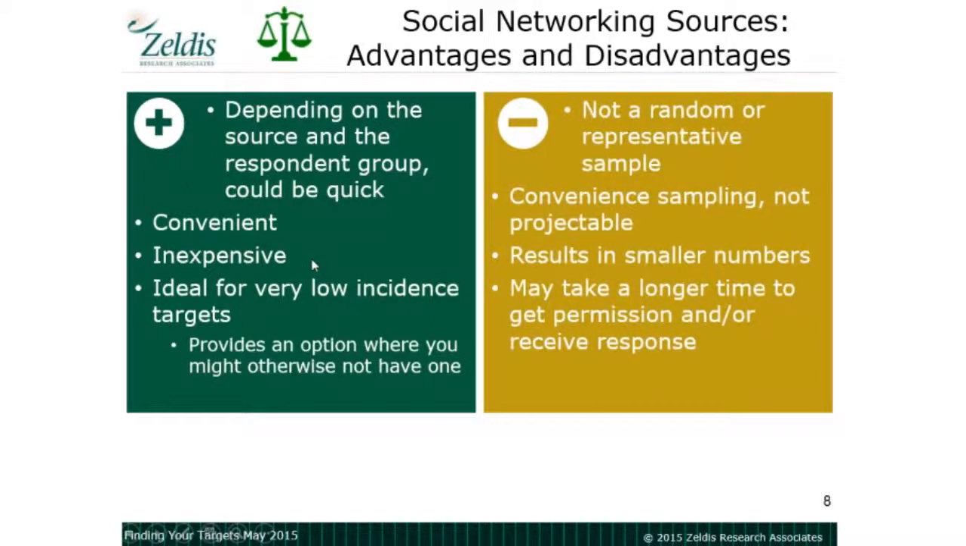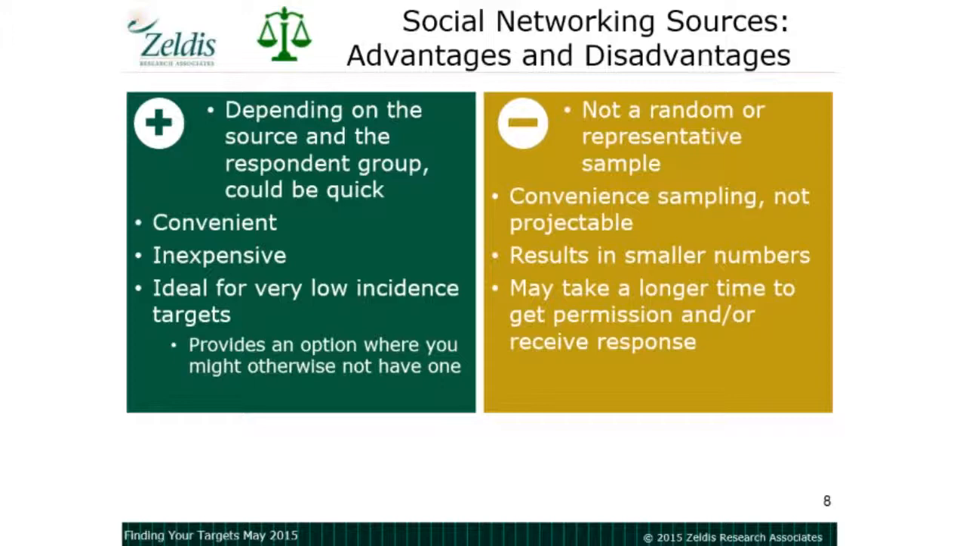Similar disadvantages as well, though. It's a convenient sample. It's not random or representative in any way. You can't project it. You're talking about small numbers again. You're talking about a qualitative strategy only in this scenario. Although I did mention that it could be a quick way to find folks, depending on who the people are or how hard they are to find, it could actually take you a long time as well. So it really depends whether you're going to get a quick response or it's going to take longer.